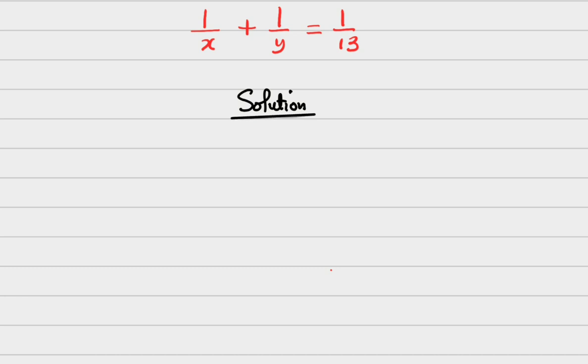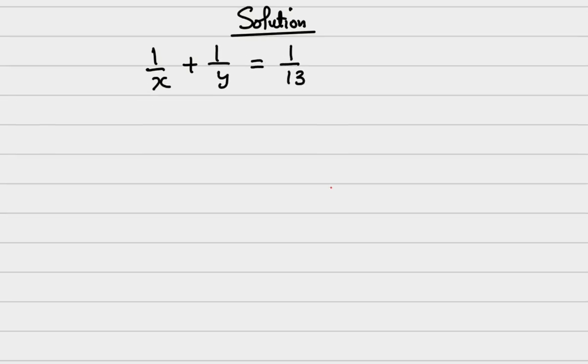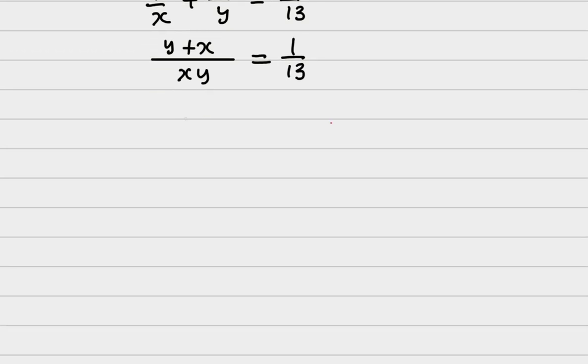Now, the first thing you need to do, since you have 1 over x plus 1 over y is equal to 1 over 13, is one of the methods you could use: get the LCM of the left hand side. So we have xy, and this will now be y plus x, and it's equal to 1 over 13. Then we could cross multiply to have x plus y equal to xy over 13.